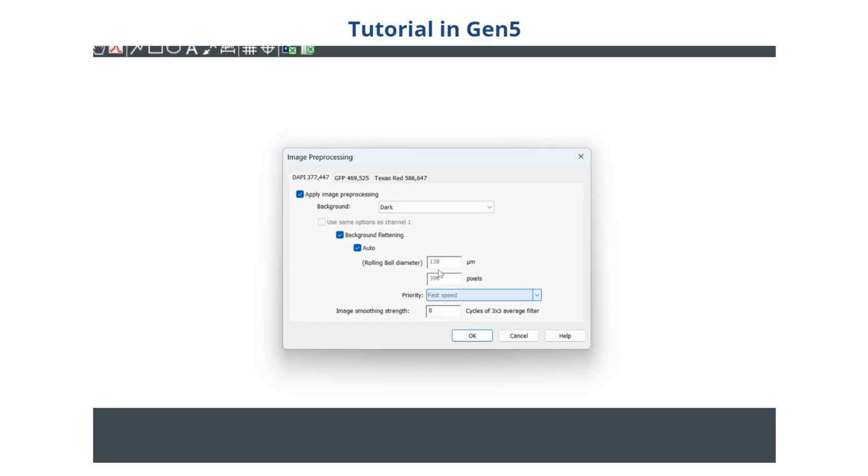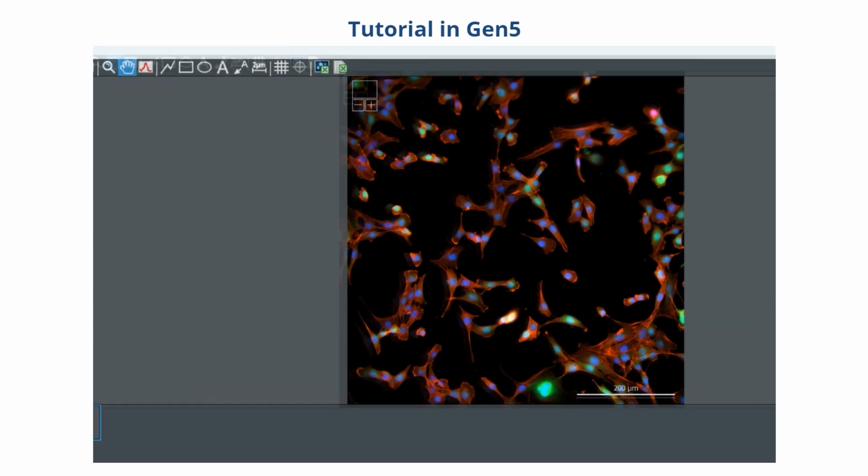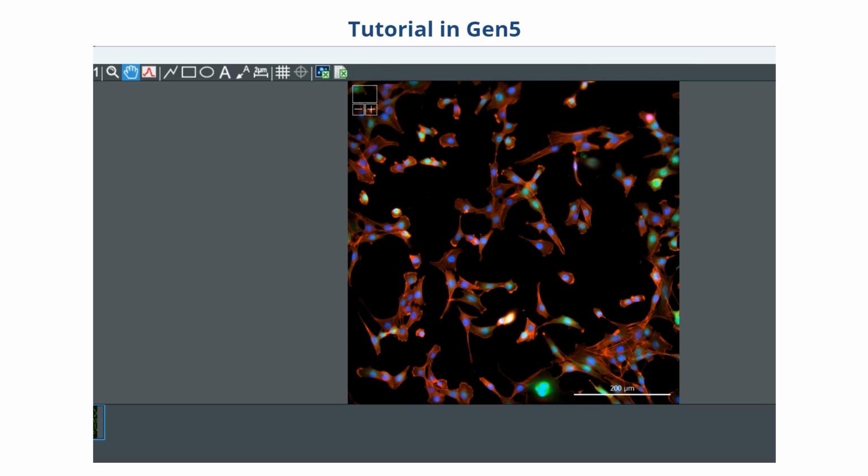For the DAPI channel, Auto will be unselected and rolling ball size will be set to 40 microns, approximately twice the size of the nuclei. For the GFP and Red channel, the Use Same Options as Channel 1 will be unselected, and the rolling ball size will be set approximately twice the size of the cells, which was 120 microns. As you can see, the image is much crisper and sharper.